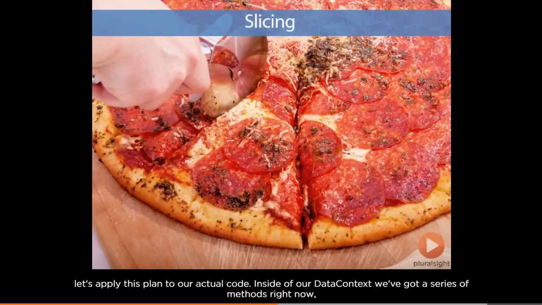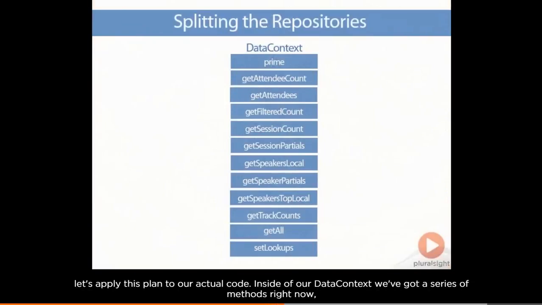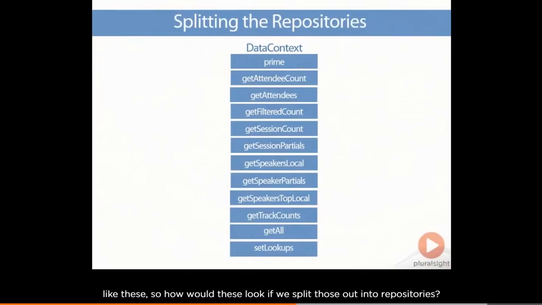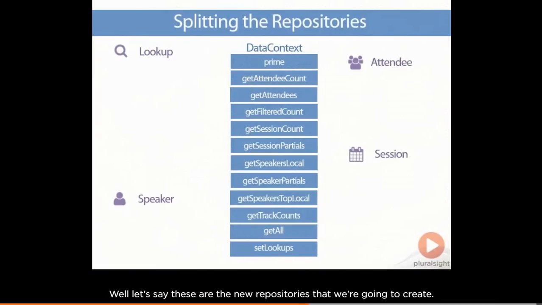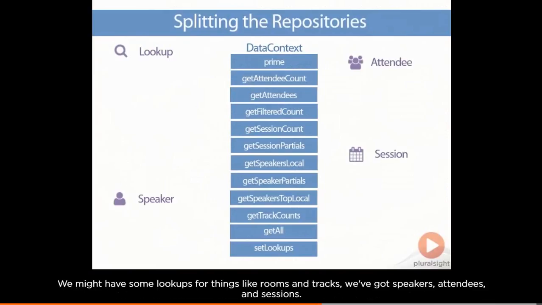But now let's apply this plan to our actual code. Inside of our data context, we've got a series of methods right now, like these. So how would these look if we split those out into repositories? Well, let's say these are the new repositories that we're going to create. We might have some lookups for things like rooms and tracks. We've got speakers, attendees, and sessions. Where would these methods go?